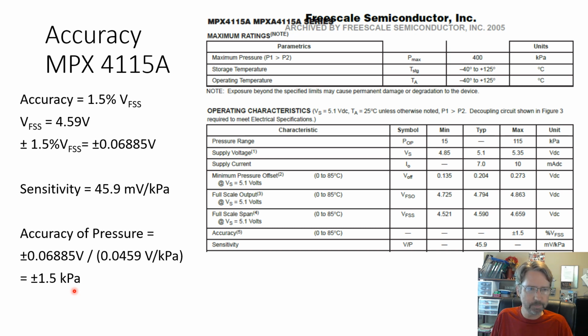Doesn't seem right. Oh, maybe it is, because it started with 1.5. Anyway, I did the math. I think it's okay. Yeah, so that's how you can change the units using the sensitivity. So you're going to get outputs in voltage, and you're going to need to know kilopascals, and so the sensitivity is what you use for that.